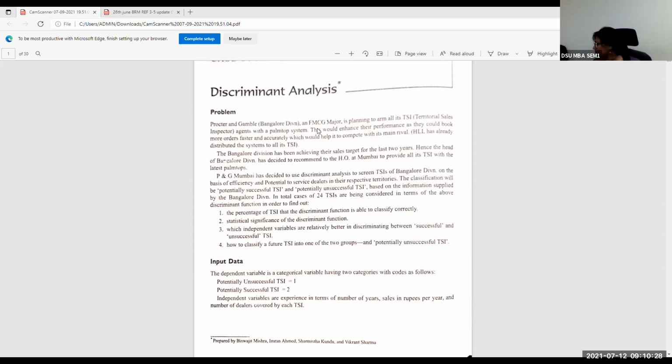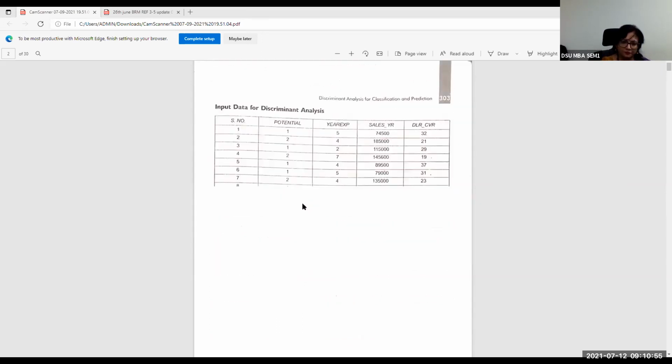All right. So the purpose of using that particular data in this case of discriminant analysis was to find out the probability or the likelihood of a particular TSI, or any respondent in this case, being categorized into an effective TSI or a non-effective TSI: potentially successful TSI coded with 2 or potentially unsuccessful TSI coded with 1. All right.